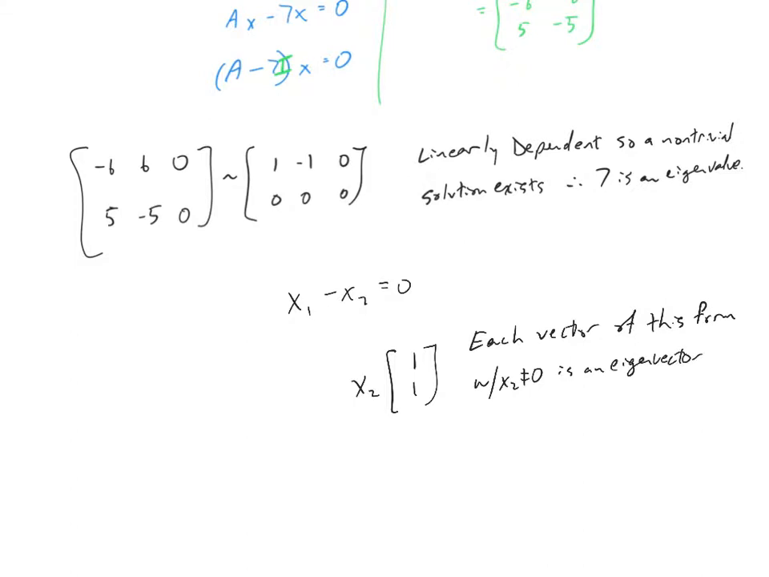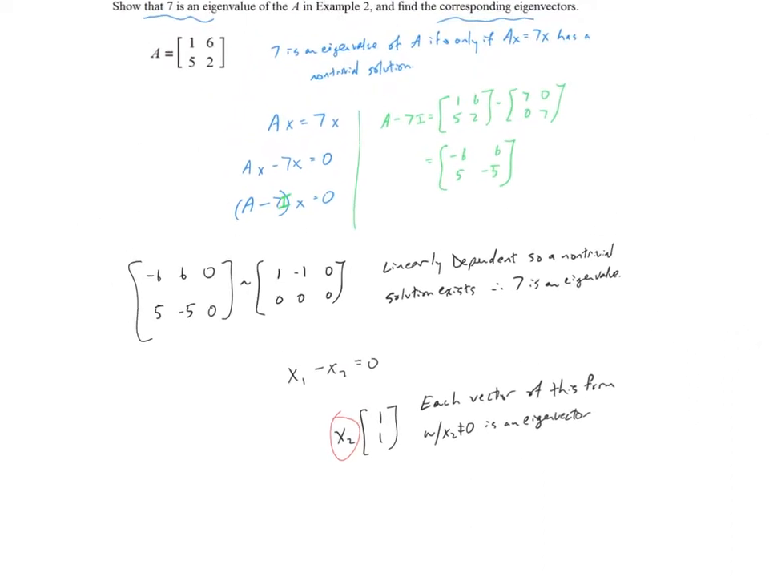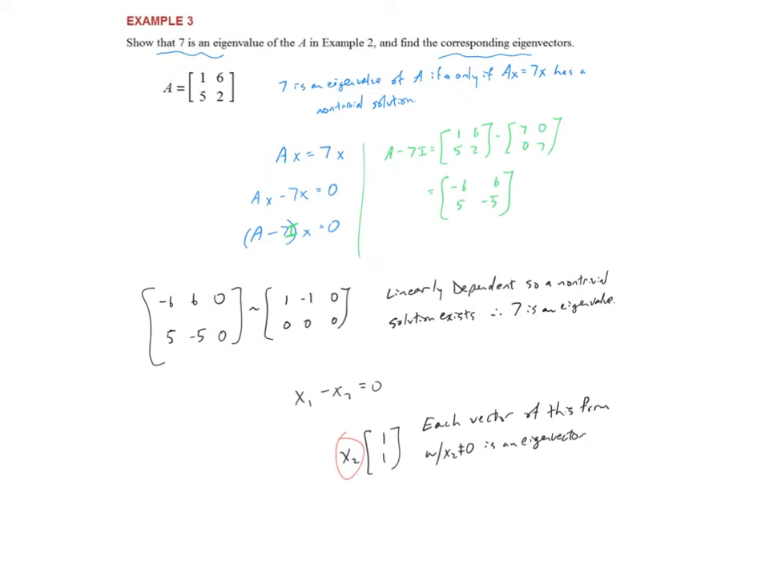Okay, so take any scalar x2, multiply it by my vector 1, 1, and what that produces is a vector which, when you multiply A by that vector, you just scale that vector. So you could take A times the vector 3, 3, or A times the vector 5, 5. Right? It's got to be some scalar times 1, 1. And all of those will map back onto themselves, just scaled by a factor of 7.